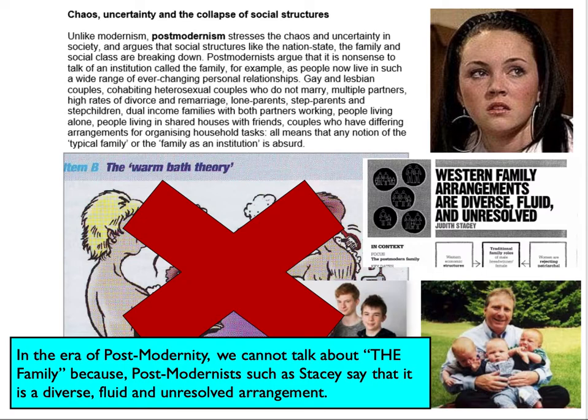In this case, Stacey is saying there is no such thing as a family, or if there is, it's fluid, diverse, and unresolved. Therefore, we cannot make the same sorts of statements about the family that the modernist sociologists did, because it doesn't exist in that same format.